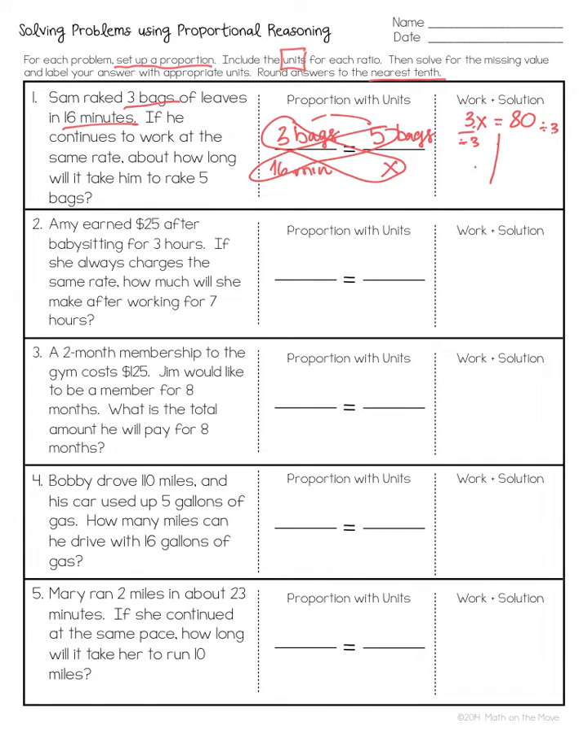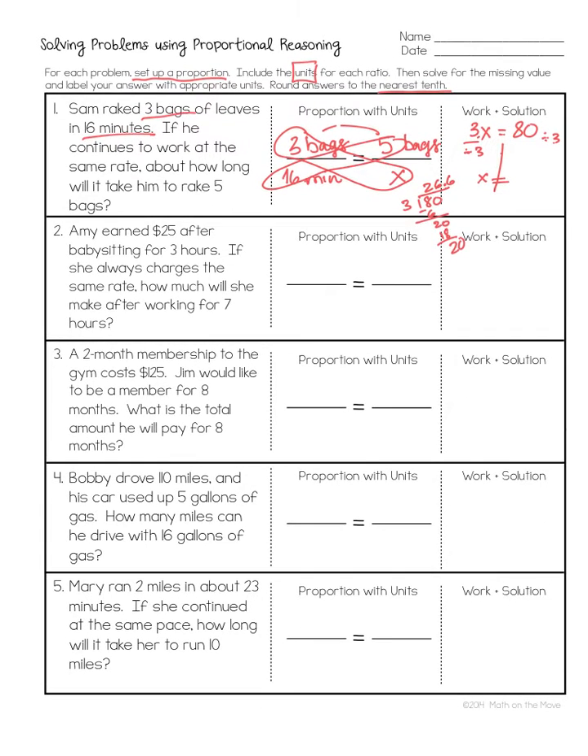So when I take 80 divided by 3, 3 goes into 8 2 times. 2 times 3 is 6. 3 goes into 20 6 times. 6 times 3 is 18. And then minus, I have 2. Bring my decimal point. I got 26.6666. So I will round it to the nearest tenth. So I will have 26.7 minutes.